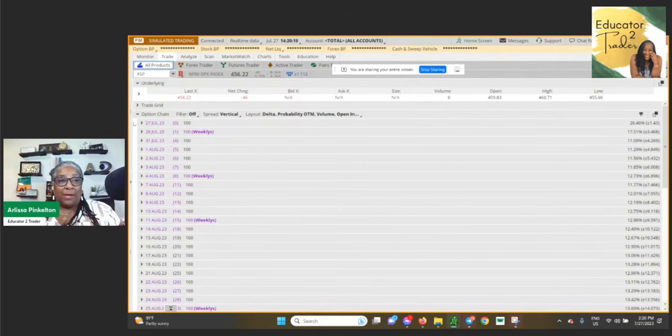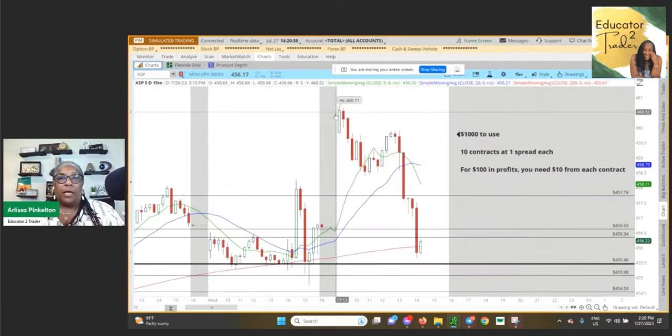XSP is the mini of SPX. When it started to break to the downside, my community put in a call credit spread above here. We put in a call credit spread, believing that price would continue to go down and to stay down, or at least stay below our strike.